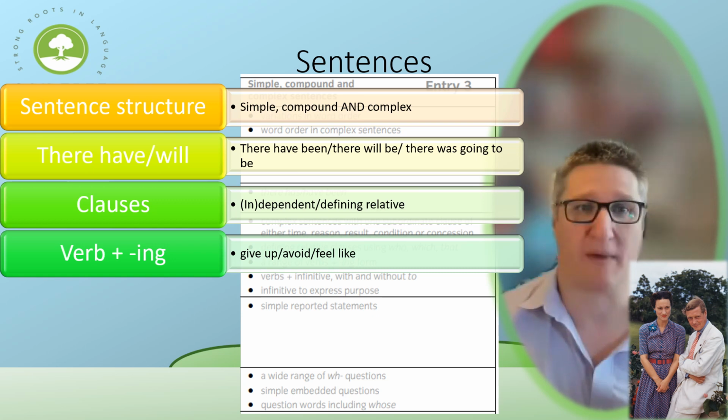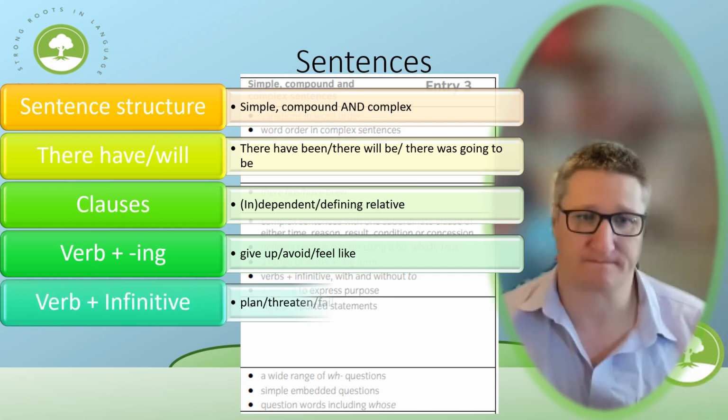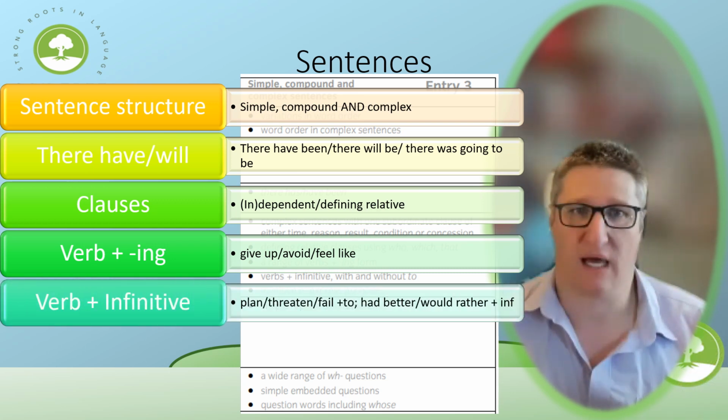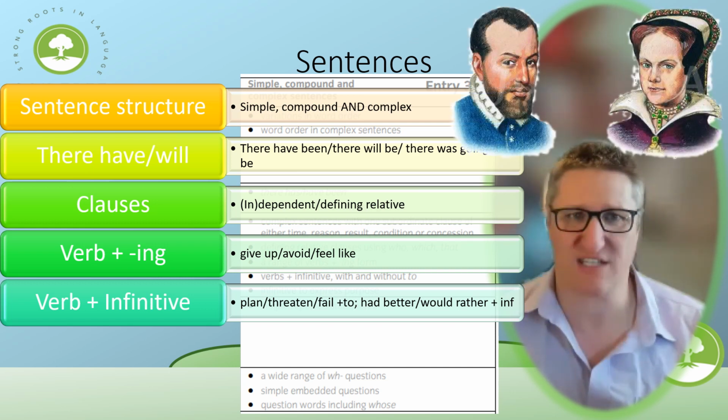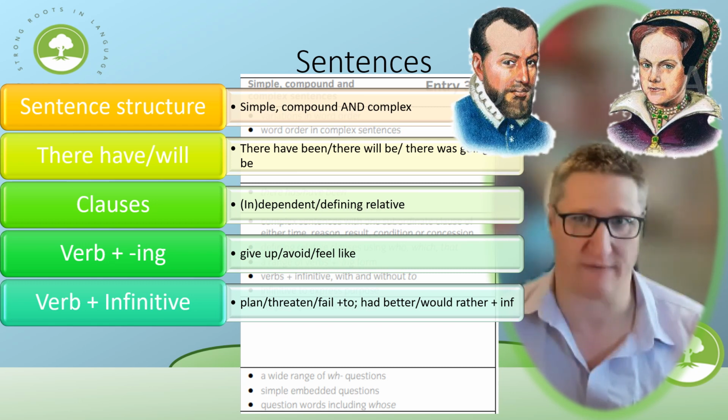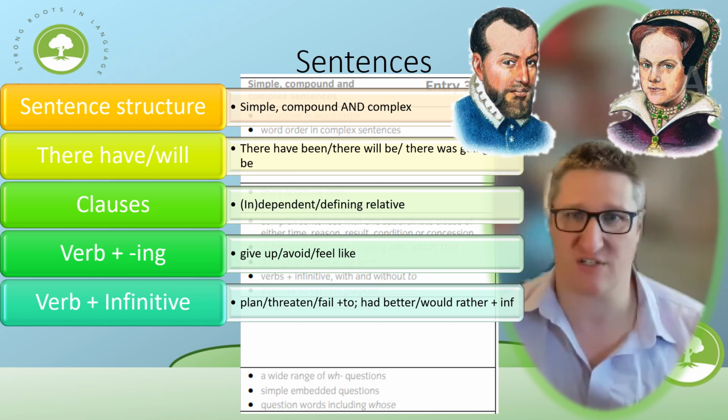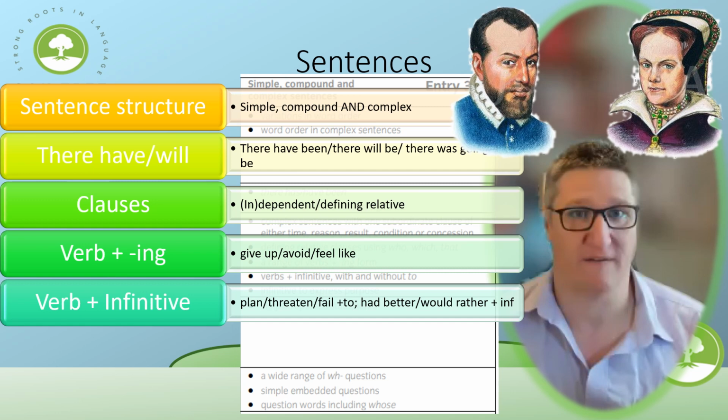Examples of verbs followed by the infinitive could be King Philip of Spain planned to become king after Mary I died. Mary I was his wife. He threatened to invade England with the Spanish Armada. The Spanish Armada failed to attack England because of wind.